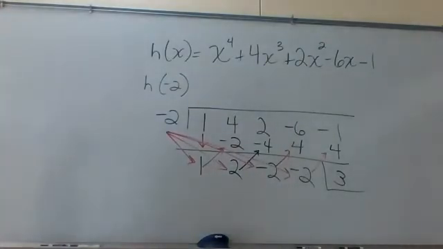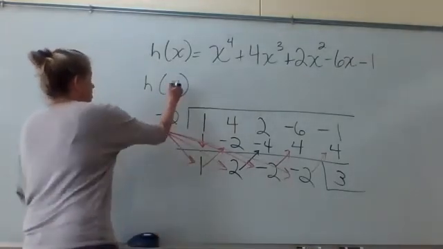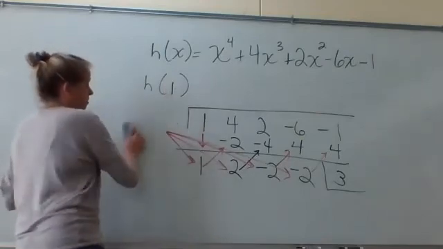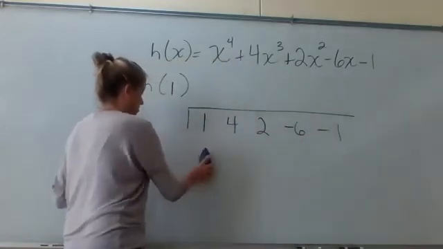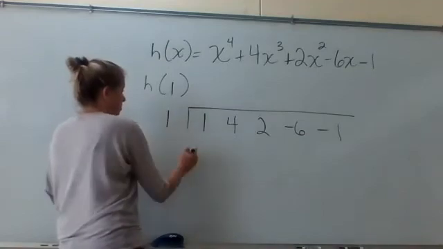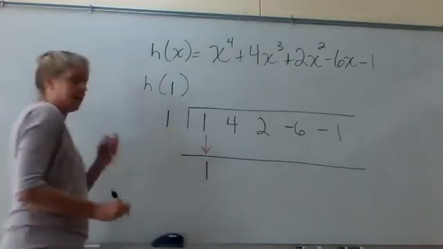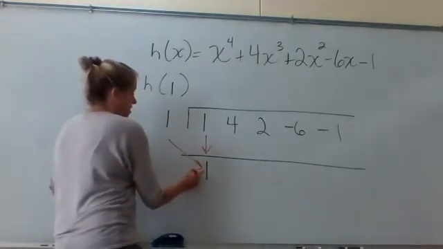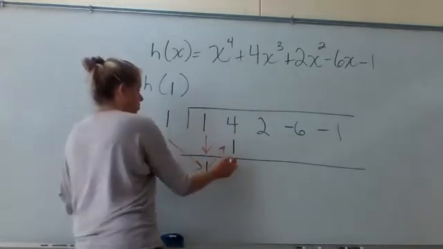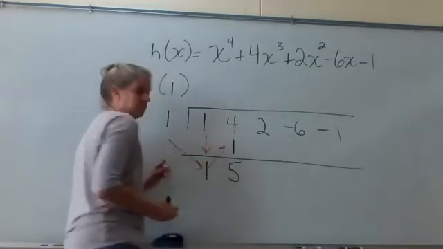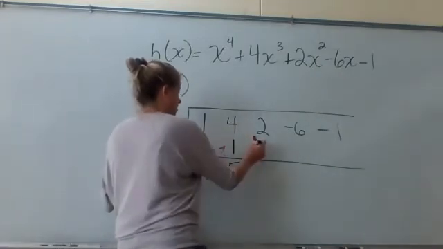Now, same problem, it wants to know, is 1 a 0 of this function? So now I'm just finding h of 1. Same problem. Drop down your 1 and start your multiplying. 1 times 1 gives me 1. Add it straight down. 4 and 1 gives me 5. 1 times 5 gives me 5.